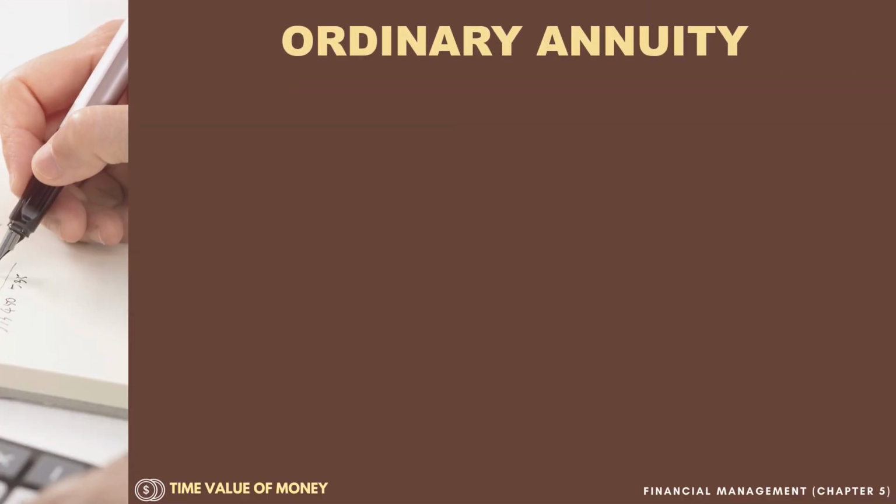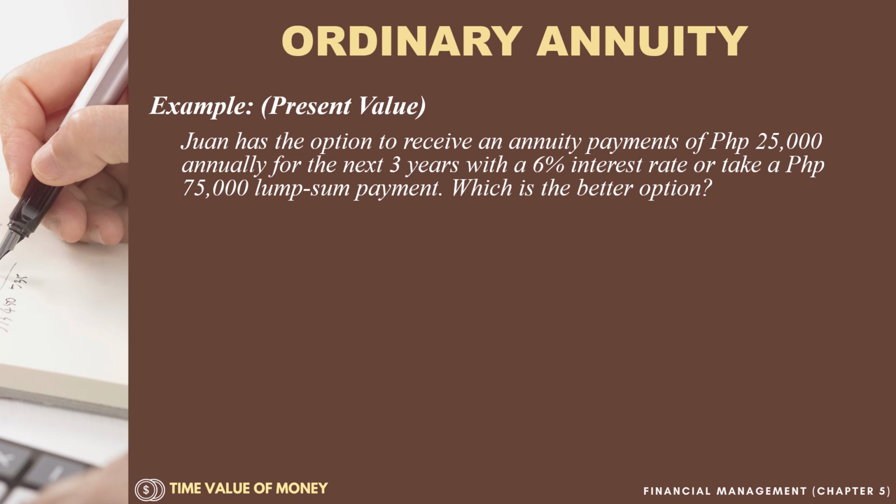Now let's take an example of an ordinary annuity with a present value. So here is our problem. Juan has the option to receive annuity payments of 25,000 pesos annually for the next 3 years with a 6% interest rate, or take a 75,000 pesos lump sum payment. So which is the better option?